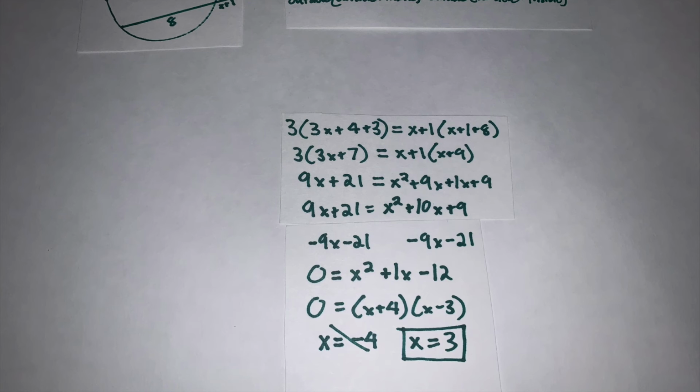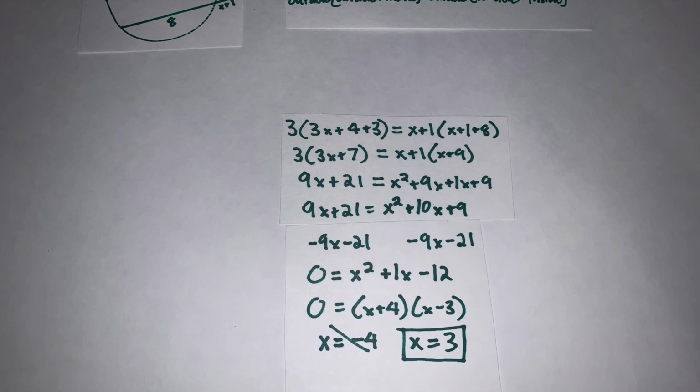So now we plug in our values here. We have 3 times 3x plus 4 plus 3 is equal to x plus 1 times x plus 1 plus 8. You simplify your like terms: 3 times 3x plus 7 is equal to x plus 1 times x plus 9. Again, combine like terms: 9x plus 21 is equal to x squared plus 9x plus 1x plus 9. Then you have 9x plus 21 is equal to x squared plus 10x plus 9.